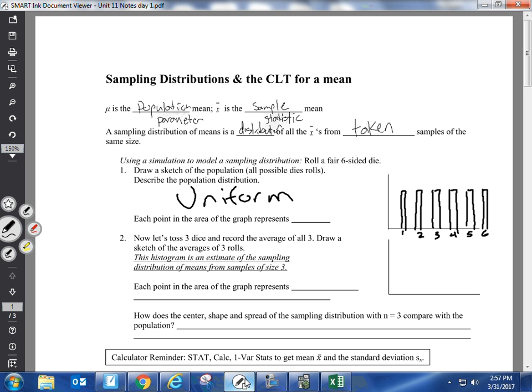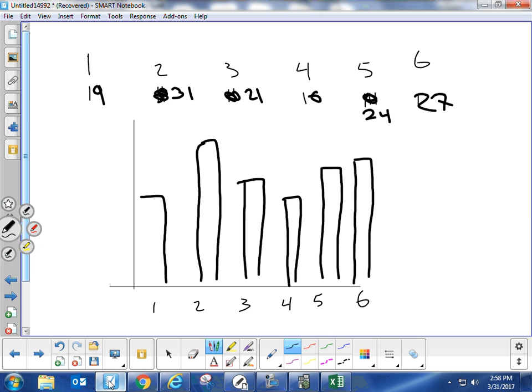Okay, straight across. Now, what we are going to do is toss our dice 10 times again, but we are going to record the average of our 10 throws. And we're going to draw a sketch of the average of our 10 throws. So let me show you what that means. I'm going to do it first, and then you guys are going to do it as well.